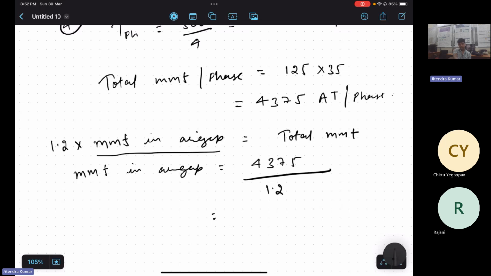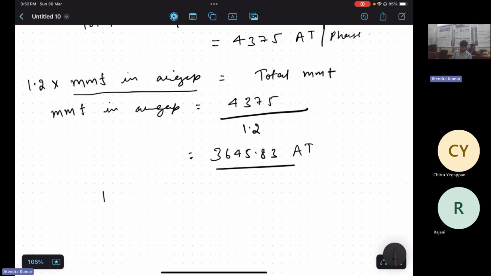So how much is it? 4375 divided by 1.2. 3645.83, sir. Okay, so this much is the total MMF in the air gap, right? Yes, sir. Now H into 2Lg. I have also explained the logic behind twice the air gap in a magnetic circuit. The air gap will come twice, right? So that is why H into Lg is equal to this MMF, 3645.83.